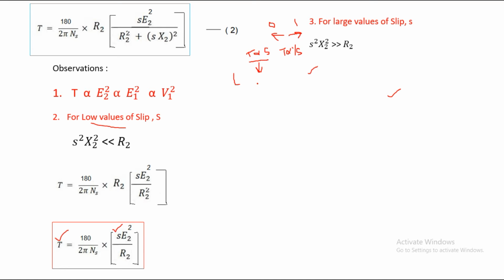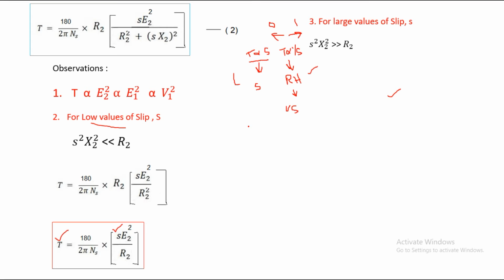So torque is directly proportional to slip for a low value of slip, and that gives a stable region of operation. Whereas here torque is inversely proportional to slip, which means it behaves like a rectangular hyperbolic function, and that happens only in an unstable region of operation. So for low slip we have torque directly proportional to slip, which means straight line behavior, and because of that we call the low slip region the stable region.